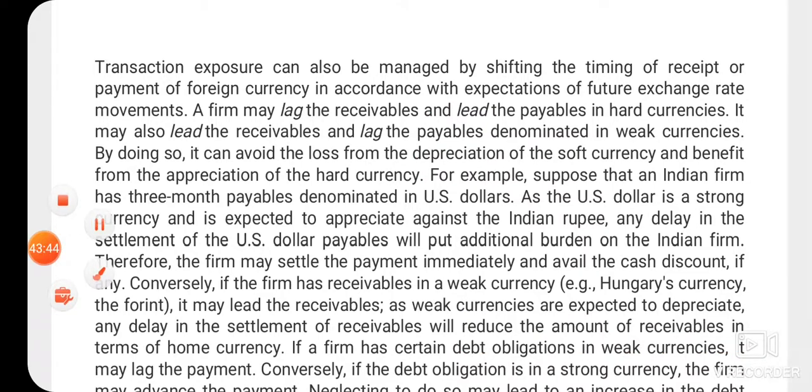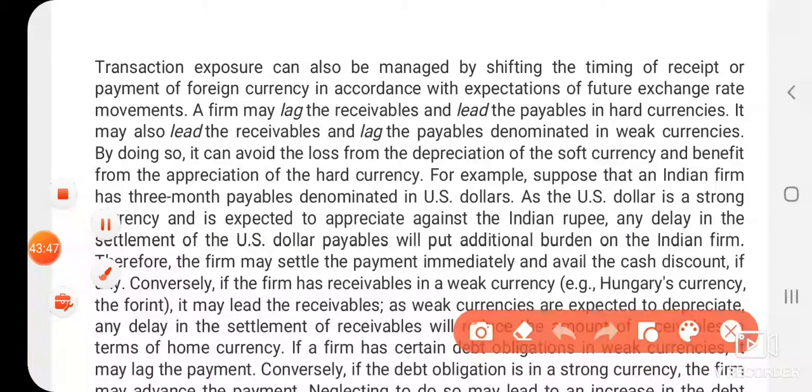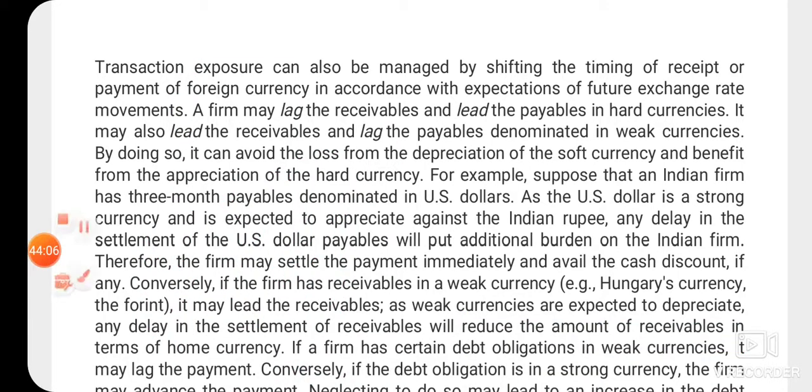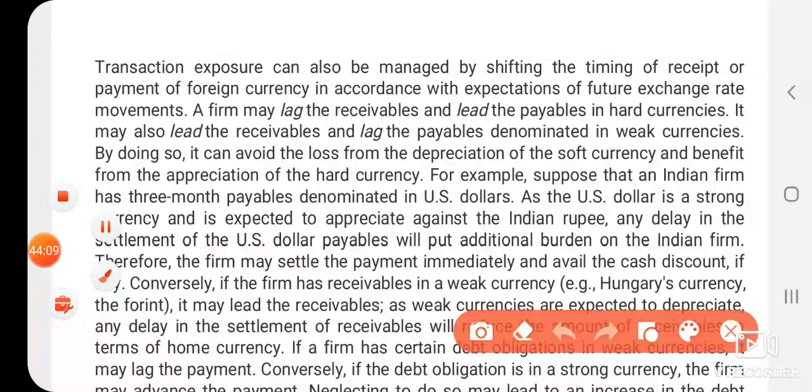Now, I have given one example to you. Match it here. A firm may lag the receivables and lead the payables in case of a hard currency. Say our US dollar's currency value is very high. Let me give a better example to make this clear. Think that I have imported goods from the United States. After importing, I have to settle the payments to them.